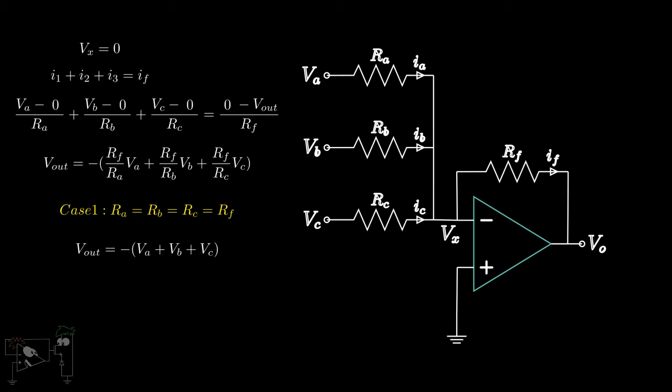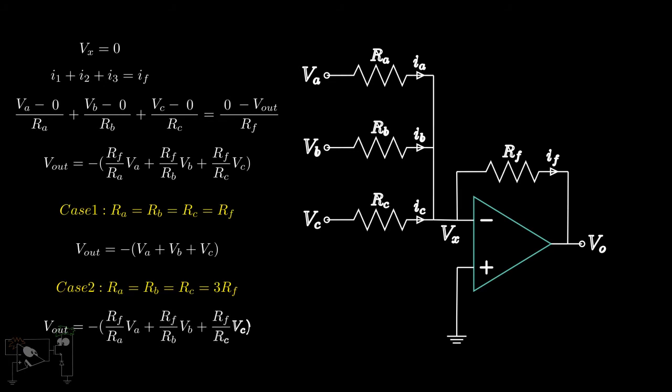We can also execute averaging operations using this circuit. If we choose RA is equal to RB, is equal to RC, is equal to 3RF, we get Vout is equal to (VA plus VB plus VC) upon 3, which is the average value of the three input signals. These concepts can be extended in general for N resistors, for which we get a similar equation.